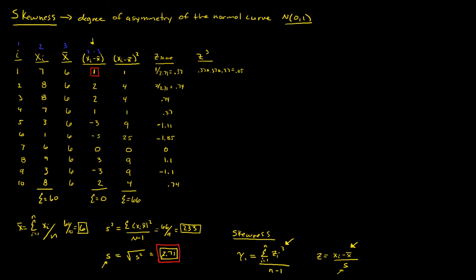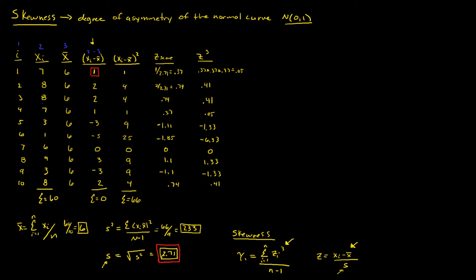We want to do the same thing for all of these. So the next one would be 0.41, 0.41. This one's 0.05, negative 1.33, negative 6.33, 0, cubing 0 is still 0, 1.33, negative 1.33, and 0.41.